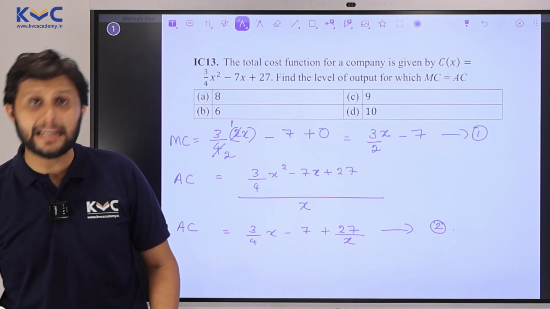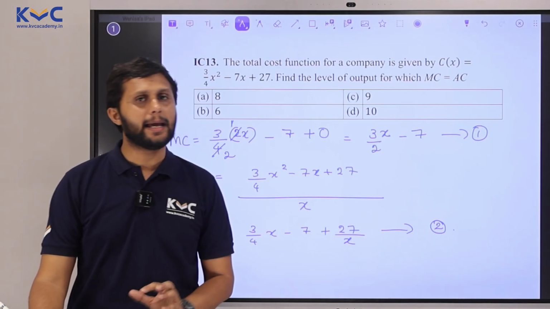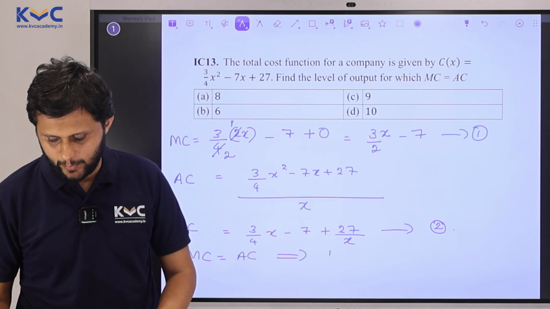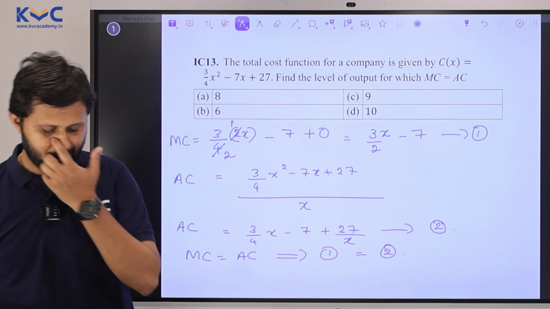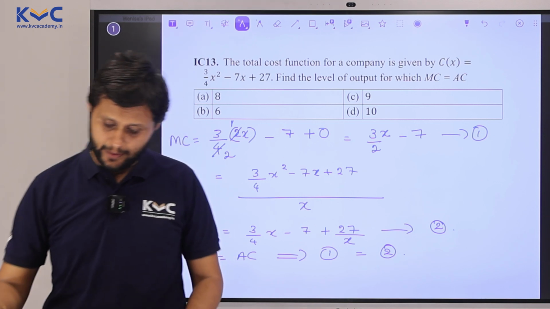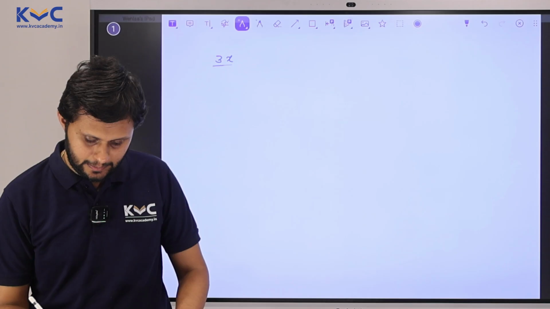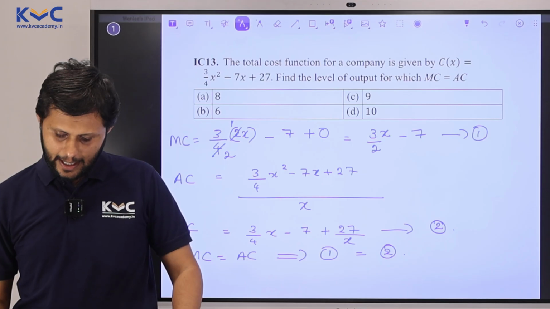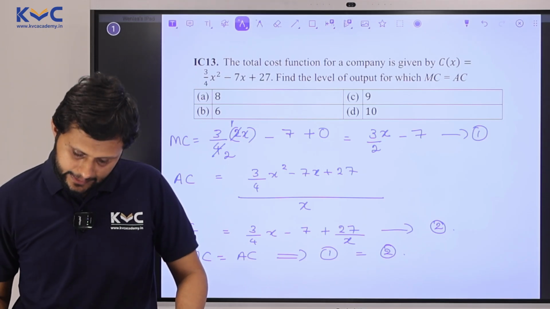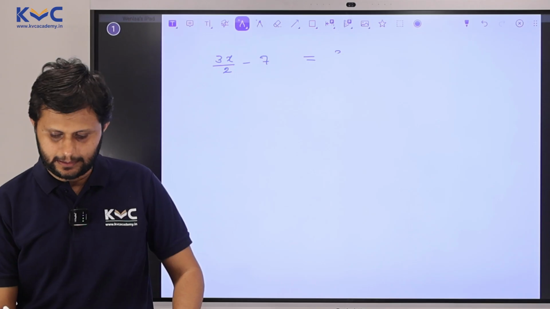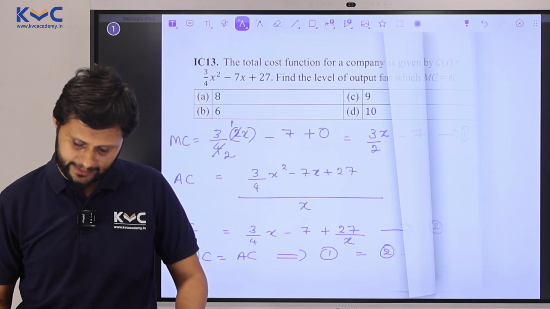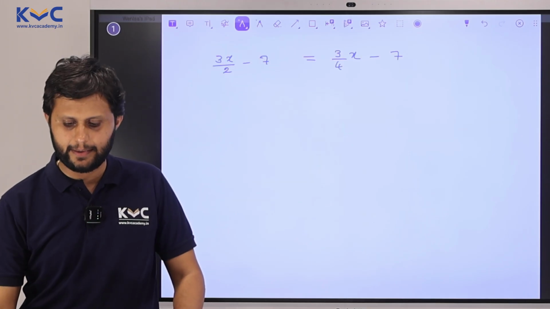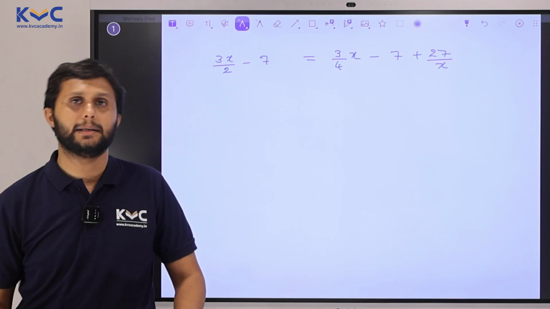Now they said we have to find the level of output. What is output for us? X. So they said MC is equal to AC implies equation 1 equal to equation 2. I'll continue in the next page. Equation 1. We have 3x by 2 minus 7. Correct? This is equation 1. And the other one that we have is 3 by 4x minus 7 plus 27 by x. Fine.